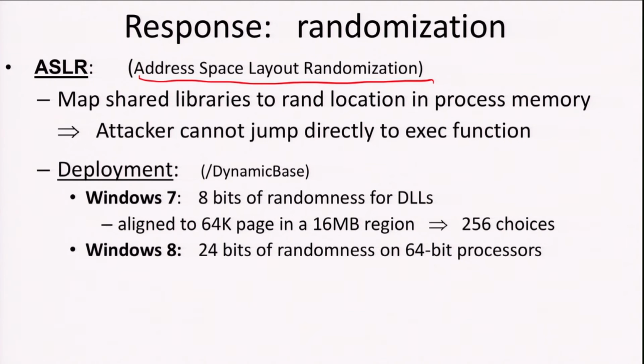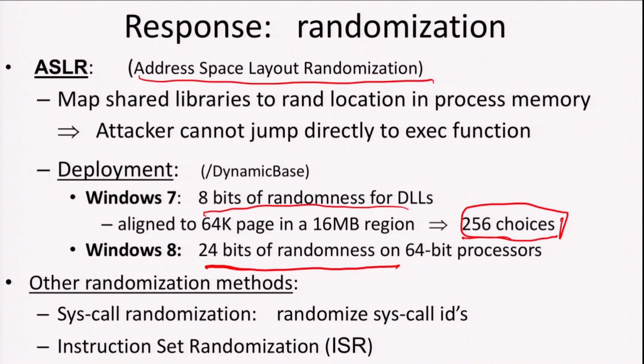Windows 7, for example, allows 8 bits of randomness for DLLs, so there are 256 different choices. For Windows 8, the number of bits of randomness is more. The reason is that with 256 choices, it's not that difficult to figure it out in a brute force way. With 24 bits, it's a bit harder.